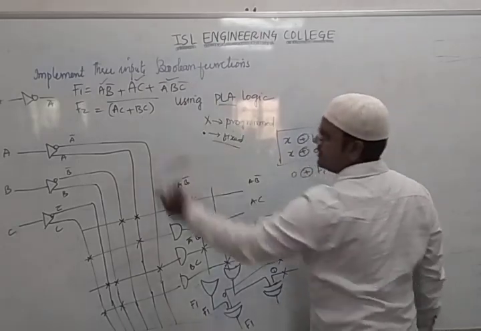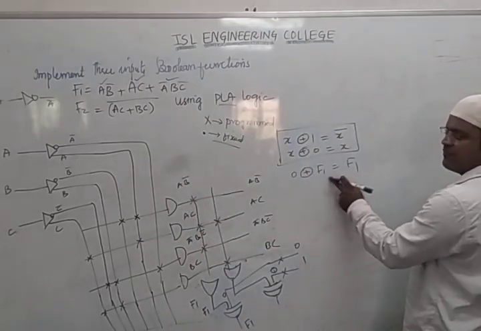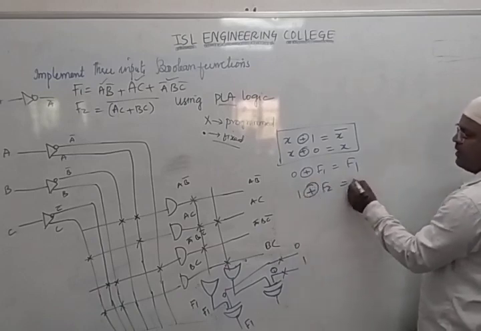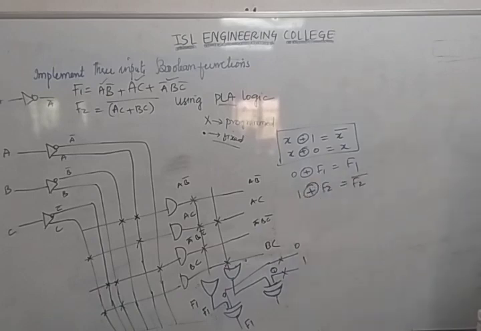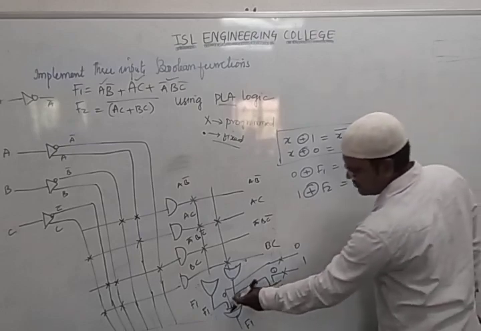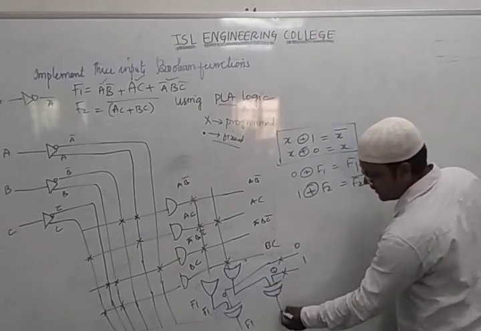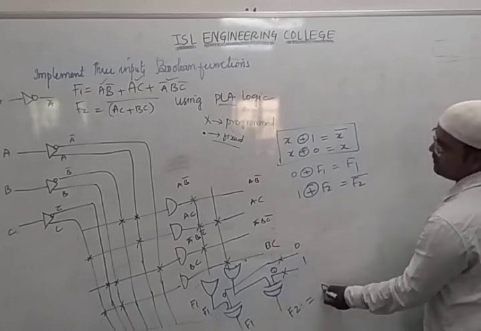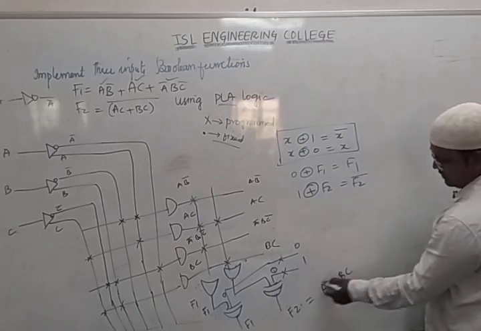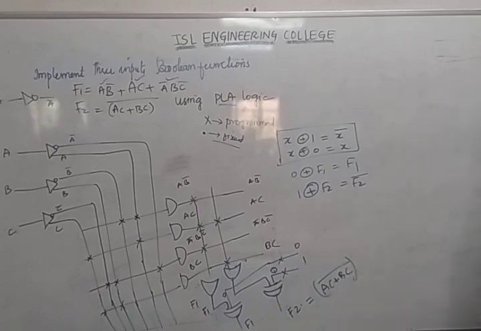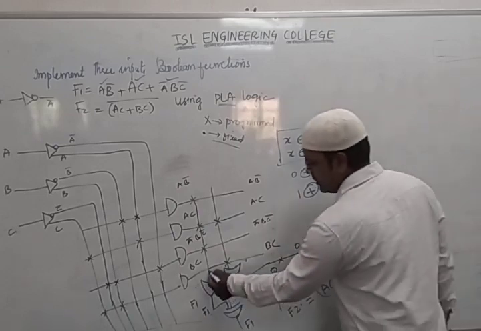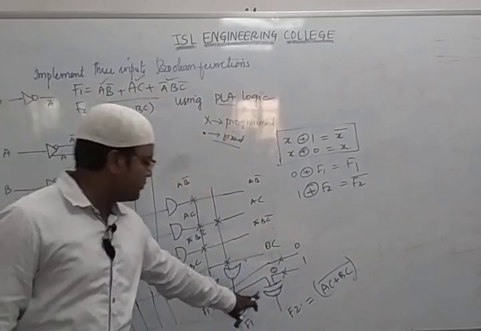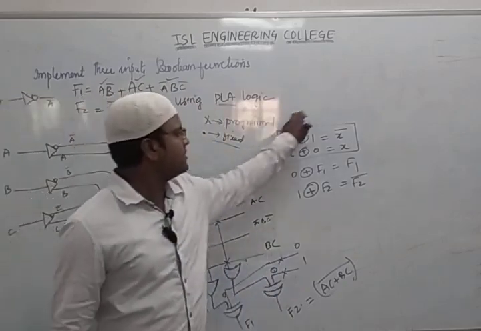Do we have a whole complement in this? No. So 0 exclusive OR F1 is F1. 1 exclusive OR F2 is F2 complement, right? That's why I'm passing this with 1 and this with 0. So here I get the exact answer of F2, which is AC plus BC whole complement. The only tricky point is here, students. The remaining parts are exactly the same as the previous one. Why did I connect the exclusive OR gate? Because of this relation.